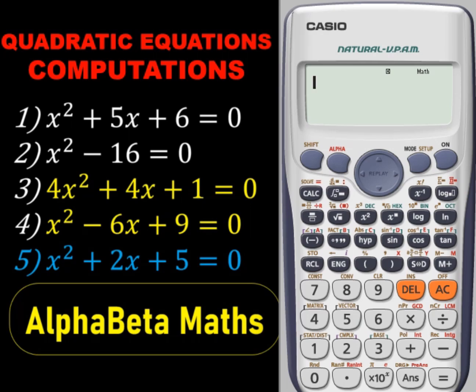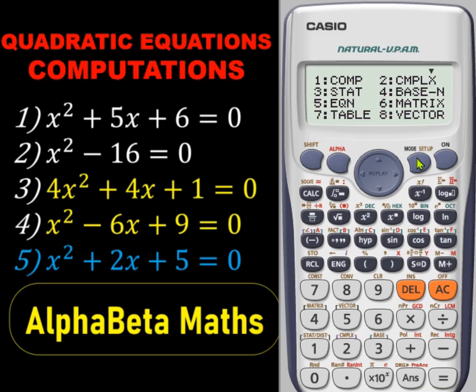This is how to find the values of x or the root of quadratic equation using the calculator. So the first thing you do is to press on mode. Then you select number 5, which stands for equations. Then we select number 3.